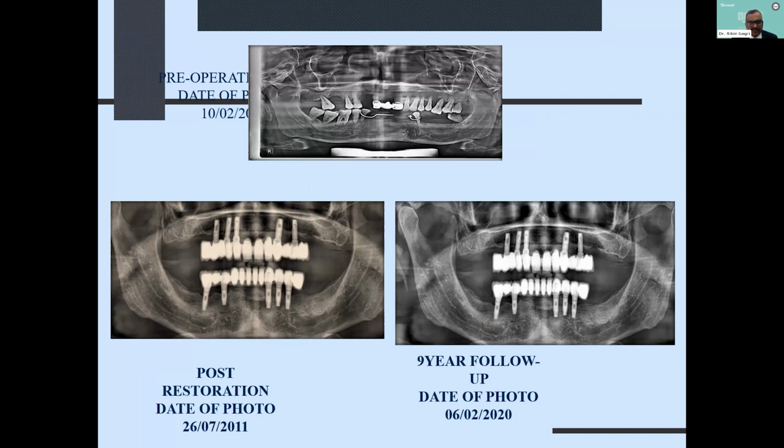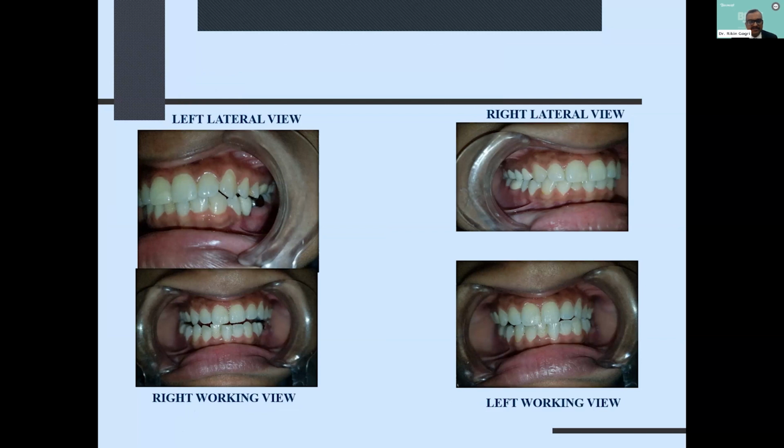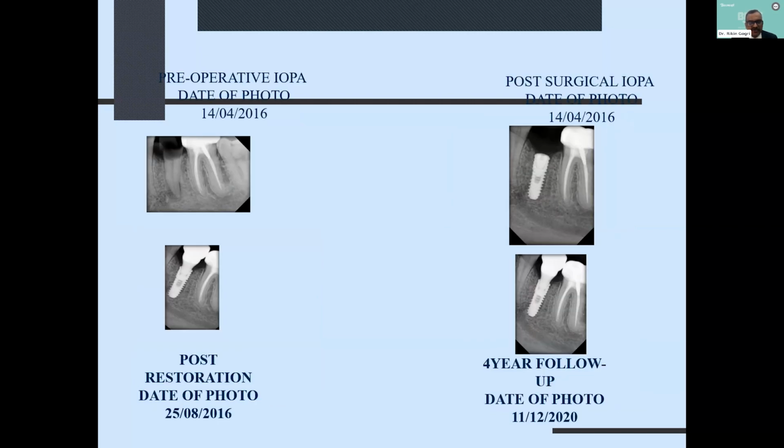And this is the radiograph of the same patient. You can see the day he came into the office, the placement of implants, and the complete fixed ceramic prosthesis. This is another case. You can see the photographs, lateral photographs, and lateral excursive photographs also. And this was a single implant case.